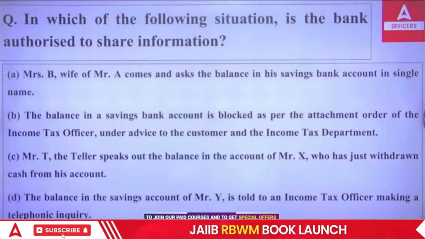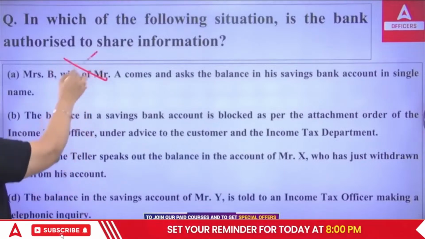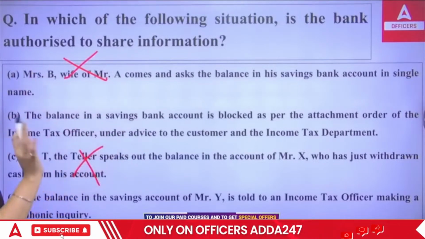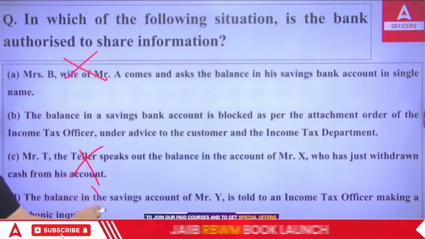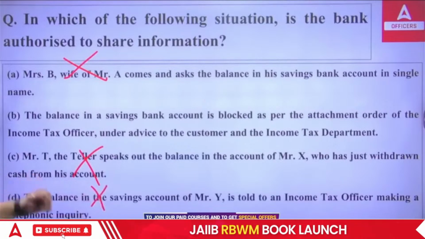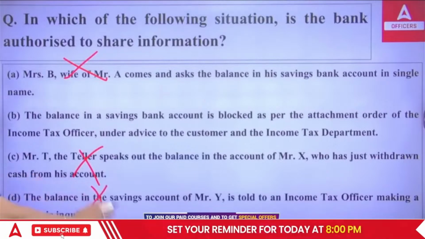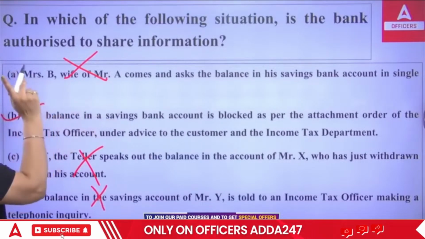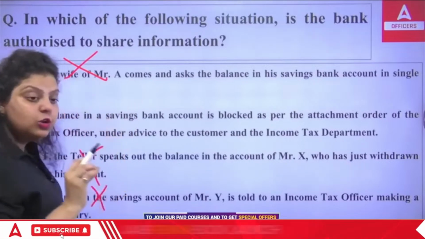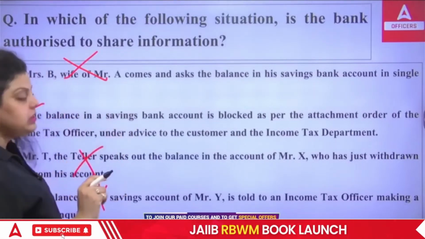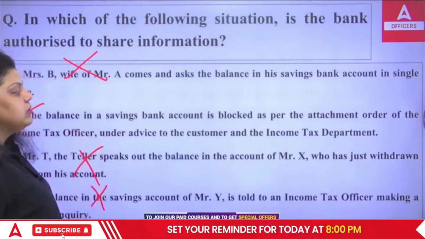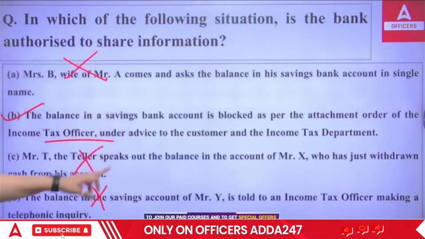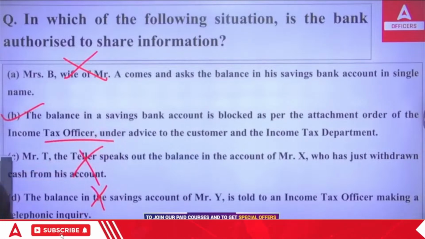In case the wife asks about the balance in the husband's account, it is not allowed. In case Mr. T, the teller, speaks out the balance in the account of Mr. X, not allowed. The balance in the savings account of Mr. Y told to an income tax officer making a telephonic inquiry, can't do that. The only permission given to the bank to share the information of the customer, without violating the rule of secrecy and confidentiality, is when the balance in the savings account of a customer is blocked as per the attachment order received from the income tax officer under the advice to the customer and the income tax department. The right answer is B.